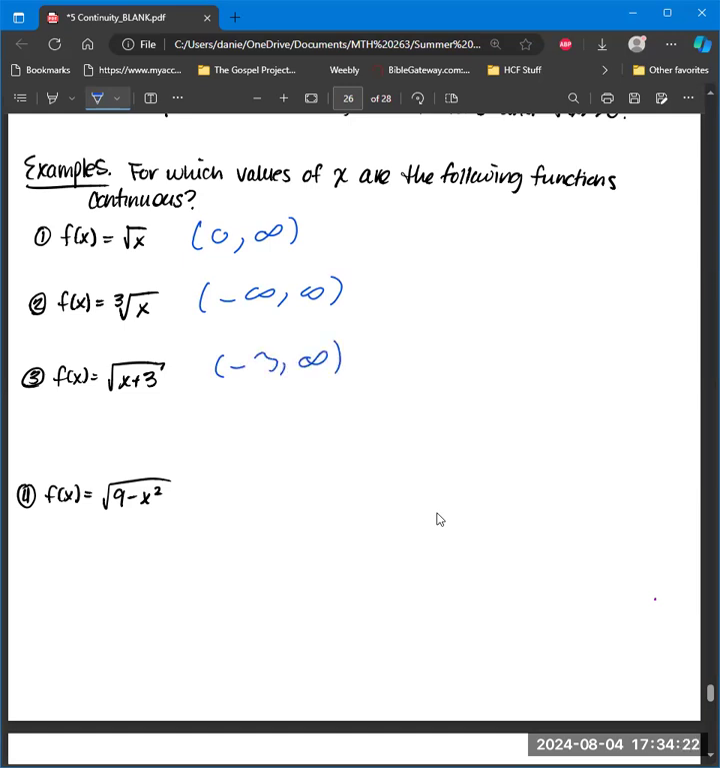And we're going to have to look at this graph probably here to say what does that look like. So that's the top half of this circle here. And we're continuous between negative 3 and 3, neither endpoint included.